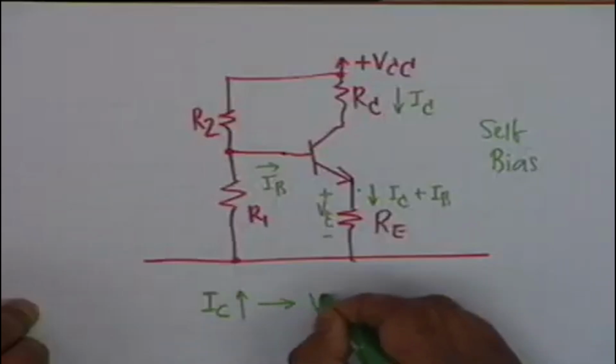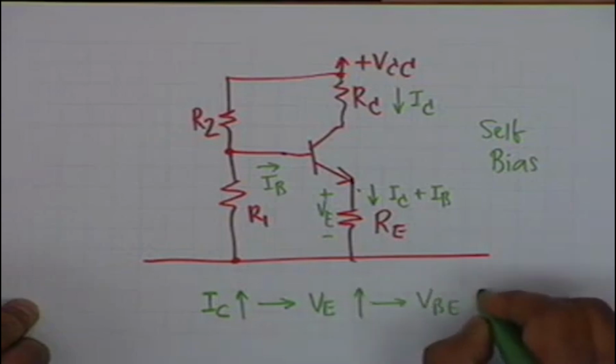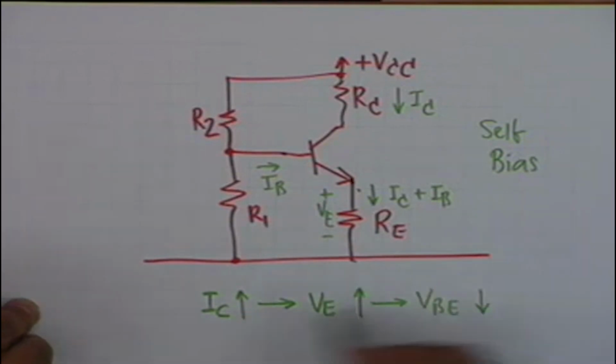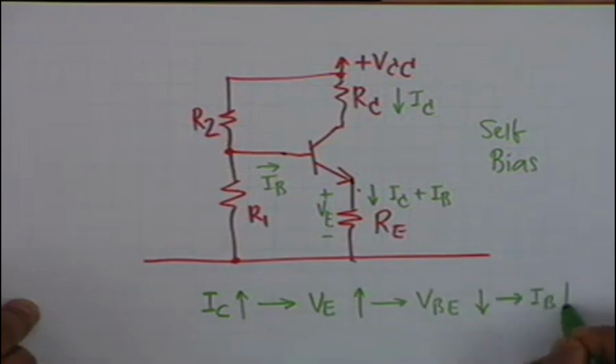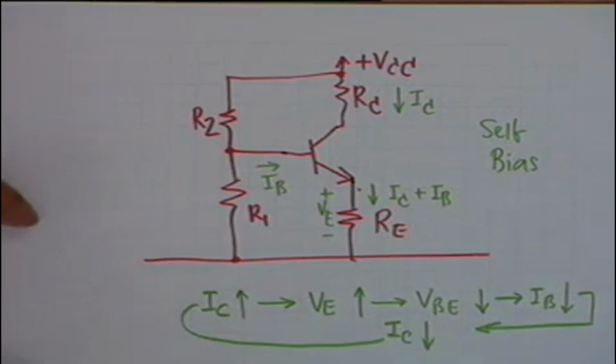and therefore I sub C increase means VE increase, which means VBE decrease, and VBE decrease means I sub B decreases, and I sub B decreases shall mean that the collector current, which is approximately beta times I sub B, shall decrease, and therefore the increasing tendency of I sub C shall be arrested, and therefore I sub C shall be stabilized. Qualitatively, this is the explanation of the bias stabilization due to the self-bias circuit.